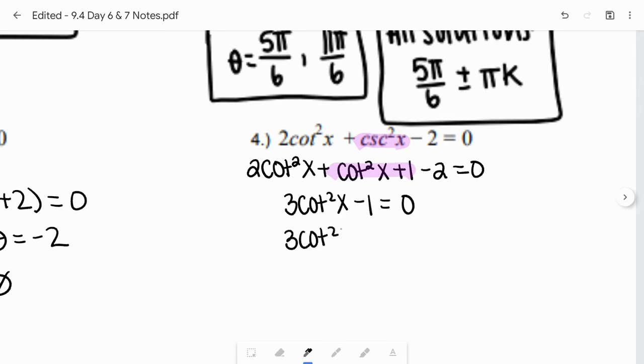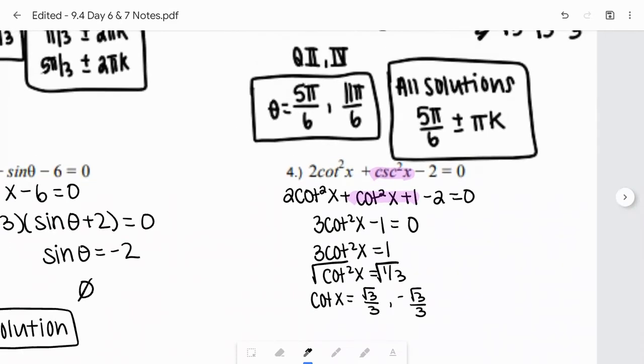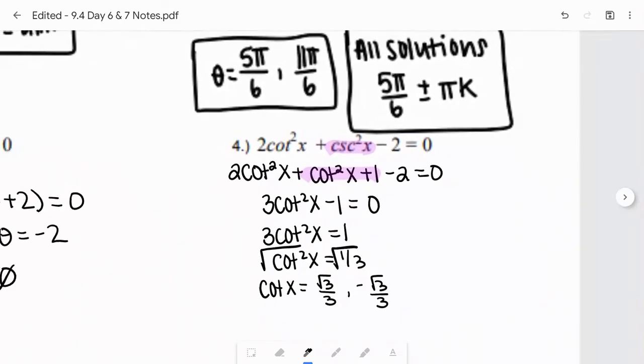3 cotangent squared x is equal to 1. Cotangent squared x is equal to 1/3. Okay, so from here, let's take the square root of both sides. So I have cotangent x is equal to plus or minus the square root of 1/3. So if I rationalize the denominator, I'm going to end up with root 3 over 3 and also negative root 3 over 3. Okay, well, just up above in number 2, we were looking when tangent was root 3 over 3, and that happened at root 3 over 2 and 1/2.